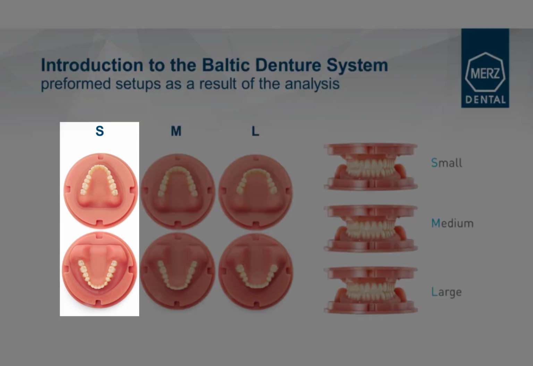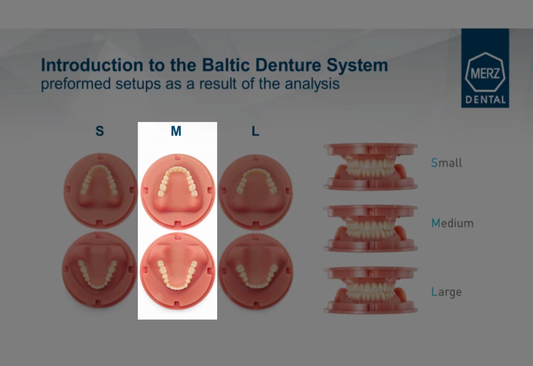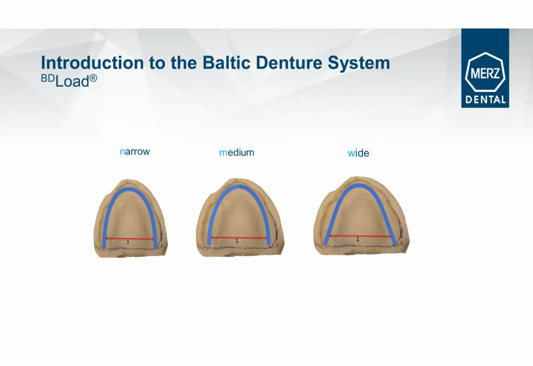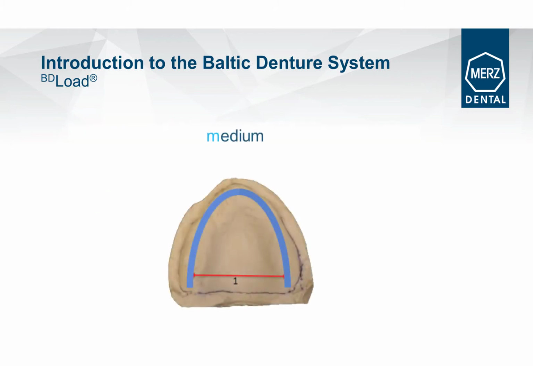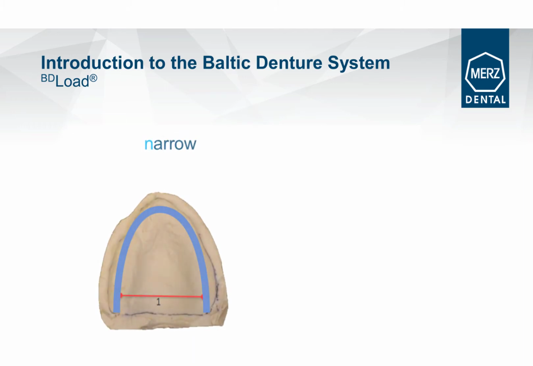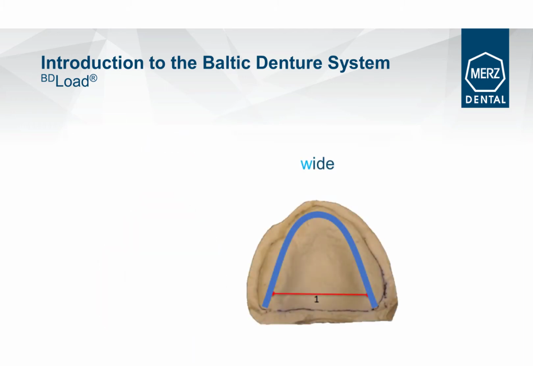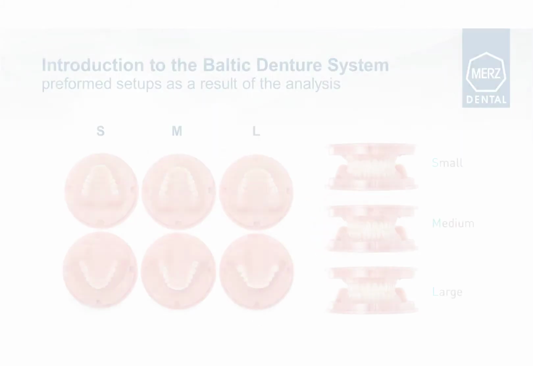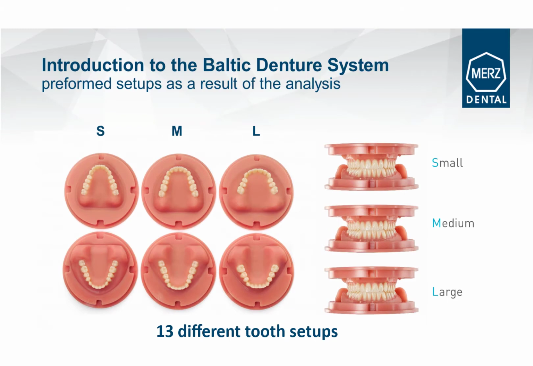S for small, M for medium, and L for large, and with a setup either to the first or second molar for alignment according to the patient-specific alveolar ridge situation. Within the basic sizes S, M, L, there are different tooth arch shapes: M for medium, a normal arc shape; N for narrow, a U-shaped and more closed arc shape; W for wide, a V-shaped and more opened arc shape. Therefore, there are 13 pre-formed tooth setups in all common shades available.